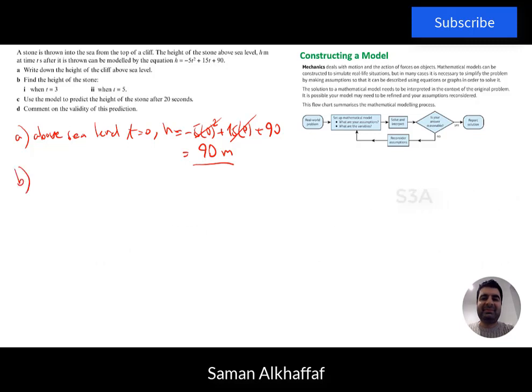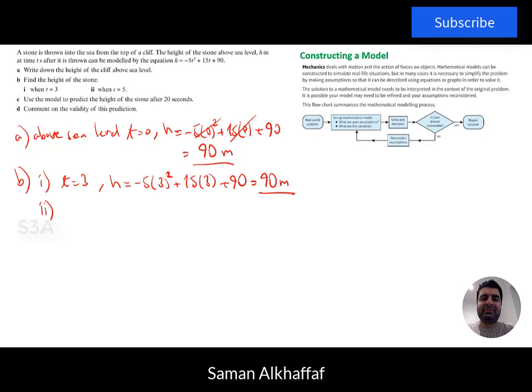For part B, we need to find the height of the stone when t is equal to 3. So we say t equals 3, so h will be minus 5 multiplied by 3 squared plus 15 multiplied by 3 plus 90. So in this scenario we would have h being approximately 90 meters, and this will be our answer when t is equal to 3.